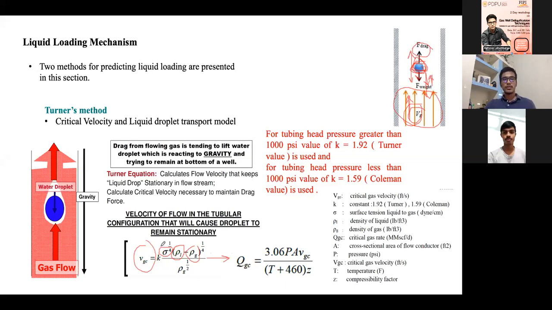For this calculation, this is the constant used by Turner. If your flowing bottom hole pressure is greater than 1000 psi, you are going to use a K value of 1.92, which is the Turner value. And for tubing head pressure less than 1000 psi, you will be using the value 1.59, the Coleman value.